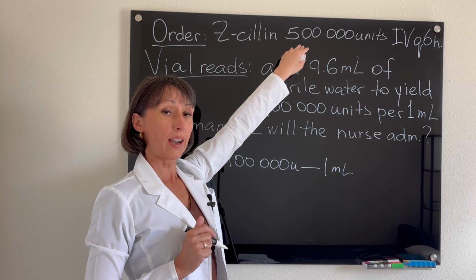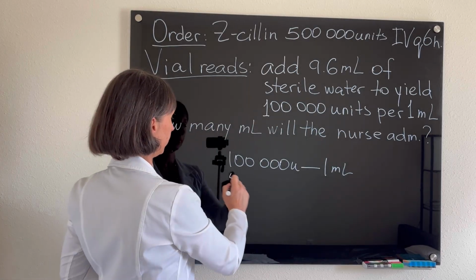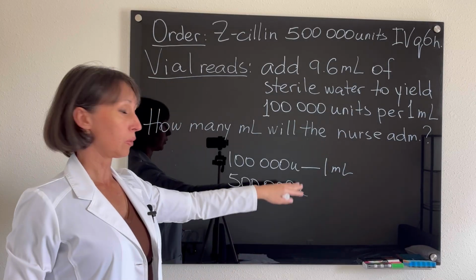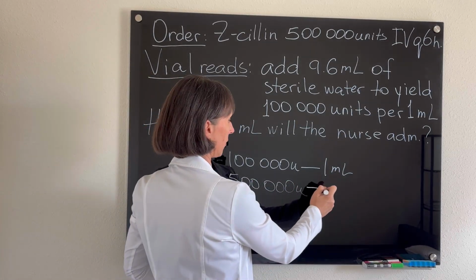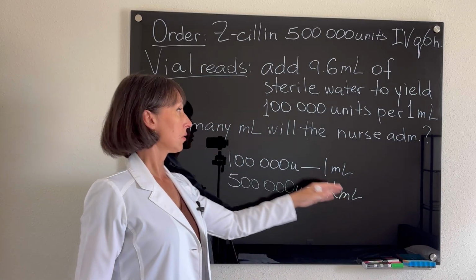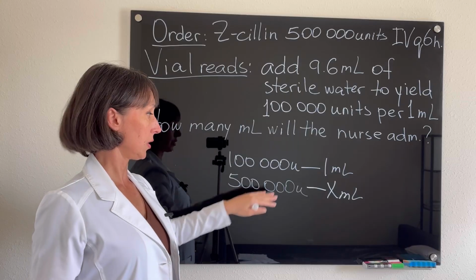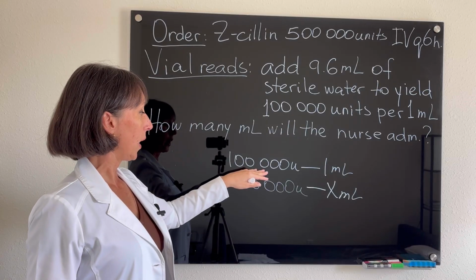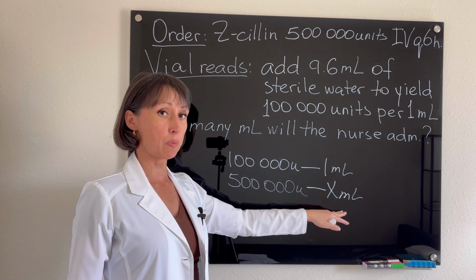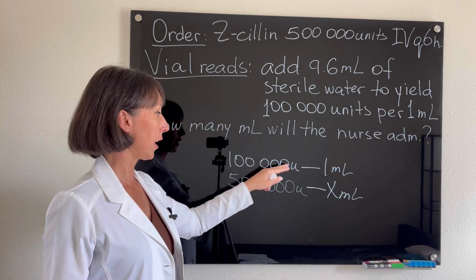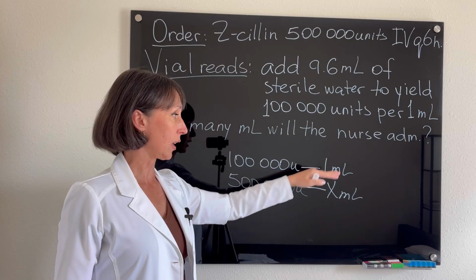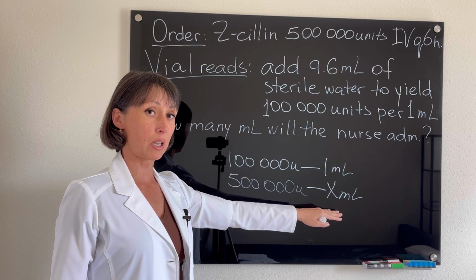I have to administer 500,000 units. I'm going to put my units under units. Is X milliliters. That's what I need to find. How many milliliters is this many units? So 100,000 units is 1 milliliter. 500,000 units is X milliliters. I double check myself. Do I have my units under units? Do I have my milliliters under milliliters? It's important to have the same measure under the same measure.